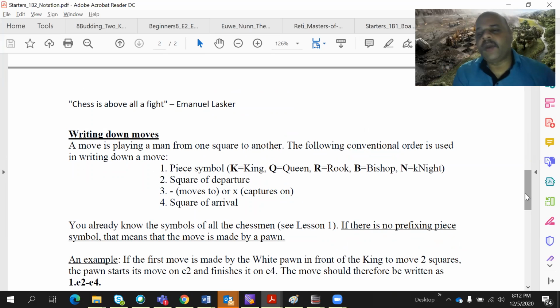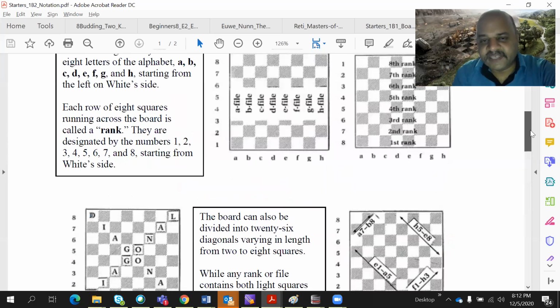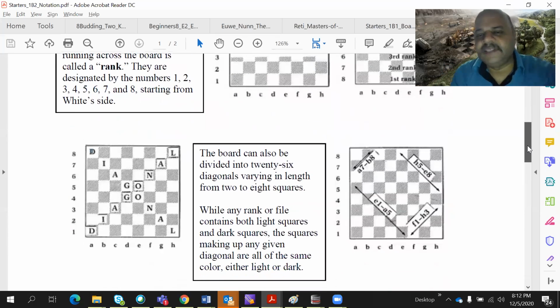Okay. So we will now cover notation. It is important to cover the last part. Just one second. Let me complete it and then you can ask.